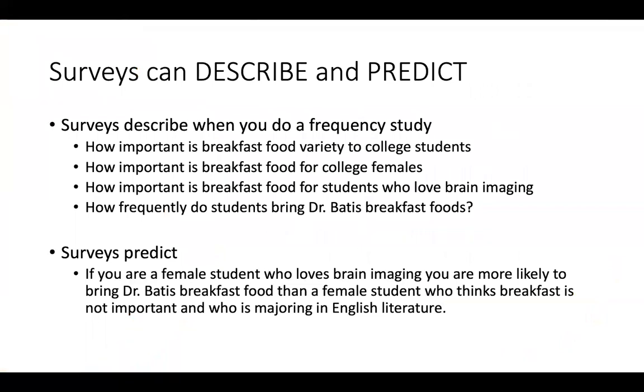Surveys can describe and predict. So you can describe when you do a frequency study, like we talked about with the blue cars, et cetera, breakfast food variety. Here are some examples. You can pause and read. You can predict when you get covariating information, when you get information that is associated with another variable, not just straight up information that's not associated with another variable, then you can predict. So surveys can do both of those things. Surveys that predict need more than one variable.